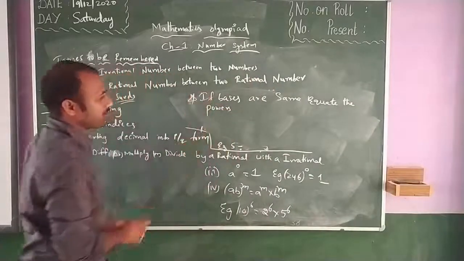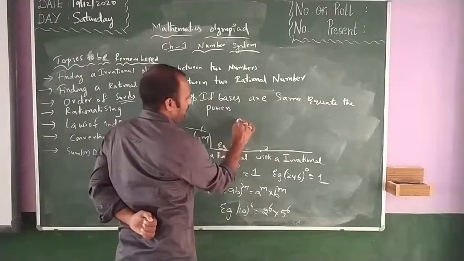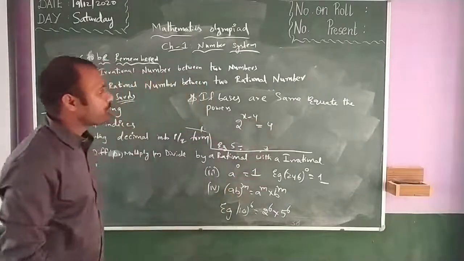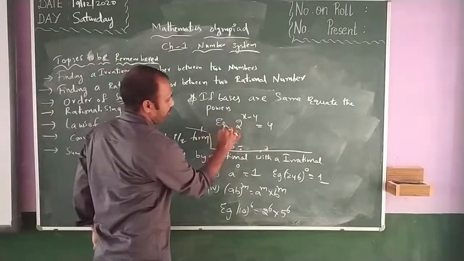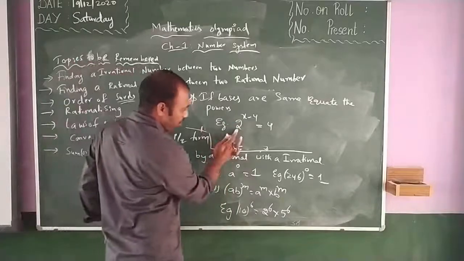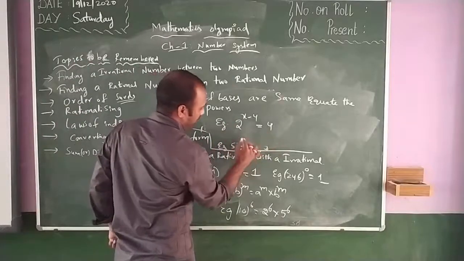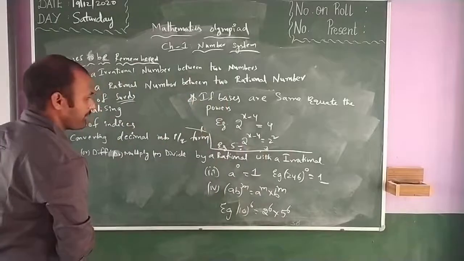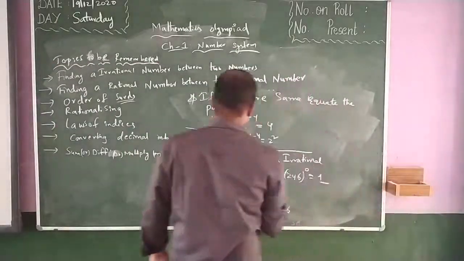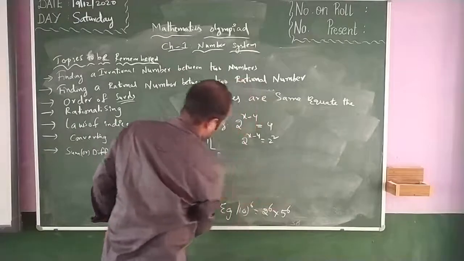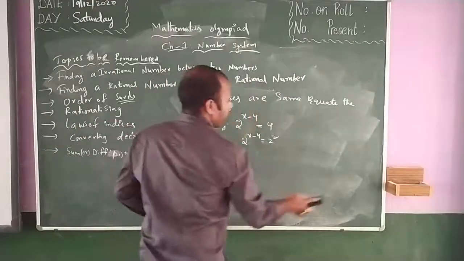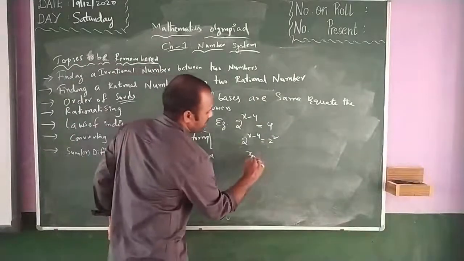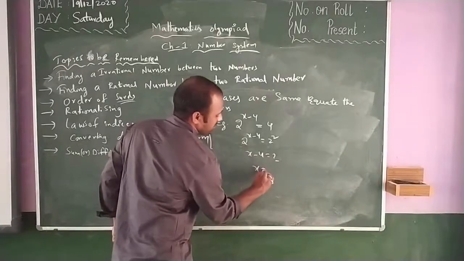So one of the important concepts is this. For example, if I take a question 2 to the power of x minus 4 is equal to 4, find out the x value. If he is asking like that, we need to check whether we can make this 2 base. Yes, we can make 4 as 2 square. So here if you observe, the bases are the same, so we can equate the power. So the answer will be x minus 4 is 2, which gives x is 6.